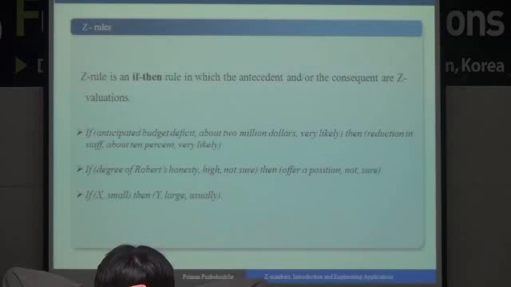In natural language, we deal with a lot of information which is expressed as Z information, the collection of Z valuation. You can understand them from some rules. For example, if anticipated budget deficit about $2 million, very likely, then reduction in staff about 10%, very likely. Usually we deal with a lot of this information and a lot of these rules in natural language every day.